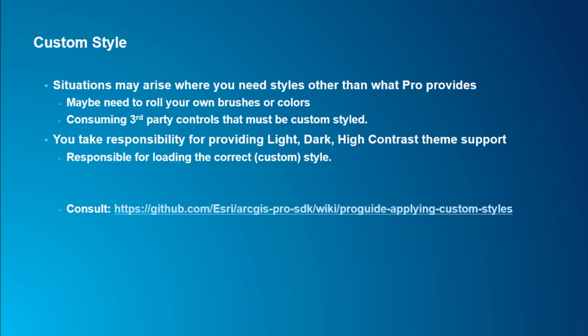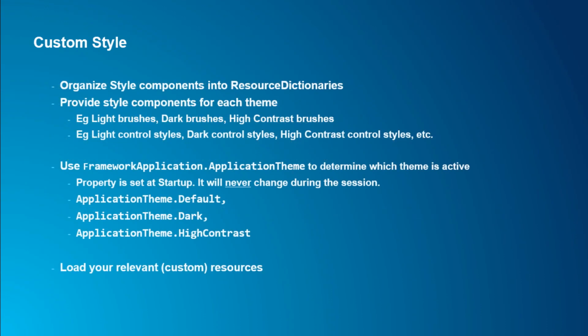That's really the key. We have a sample online that shows custom styling that shows that same pattern, and that's the pattern you'll follow. You'd have to make 3 styles in 3 different resource dictionaries, and then you take responsibility for the loading of which one. You know which one to load by looking at the FrameworkApplication.ApplicationTheme property, and that tells you, am I in default, dark, or high contrast?